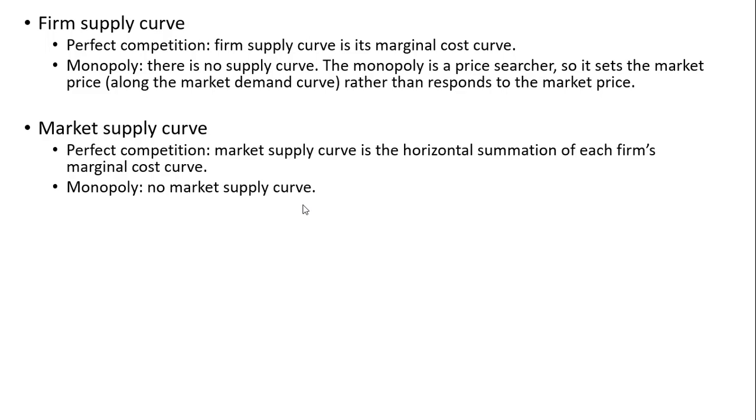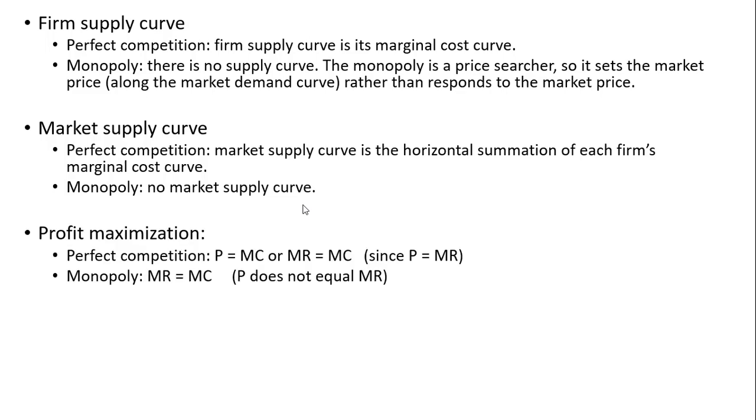The market supply curve. In perfect competition, the market supply curve is a horizontal summation of each firm's marginal cost curve. As I just mentioned, monopoly has no supply curve. There's no market supply curve, no firm supply curve to speak about.